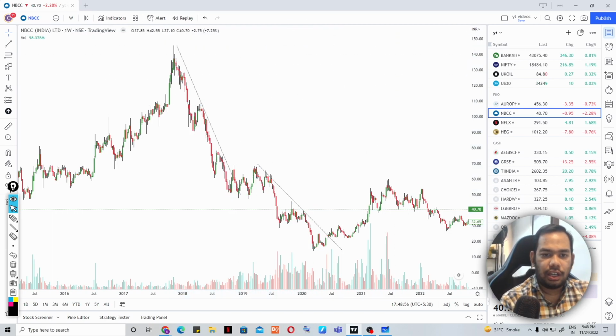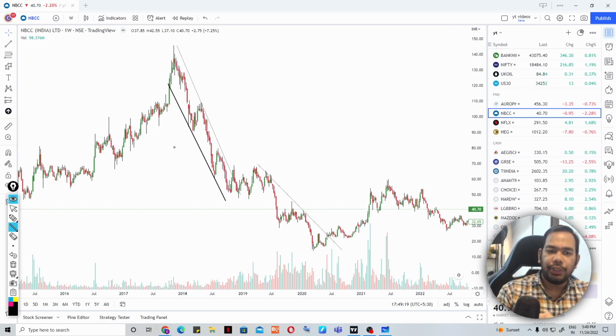Second is whether this is following a channel behavior. Okay. Let me try to connect. See, I've already connected the resistance line. I will try to connect the support line. You will see this ideally works in a channel type formation, which means the market doesn't move in one-way direction. Okay. Again, if I see here, you will see all the lower lows, if we connect, we can find some kind of a support.